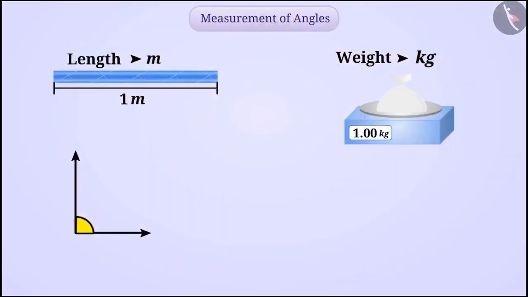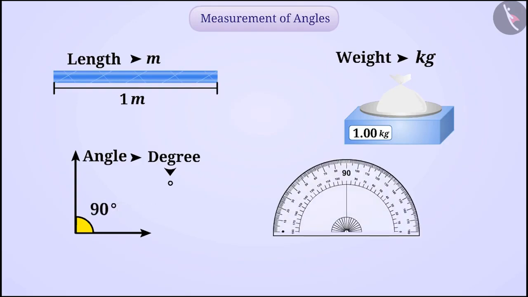Just as we measure length in meters and weight in kilograms, we measure angle in degrees and denote it by this sign. For example, the measurement of this angle is 90 degrees and is expressed as 90°. Using the protractor, we can measure 0 degrees to 180 degrees. So let's find out how to measure an angle.